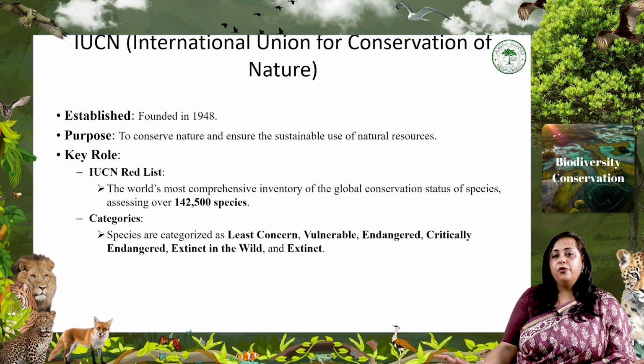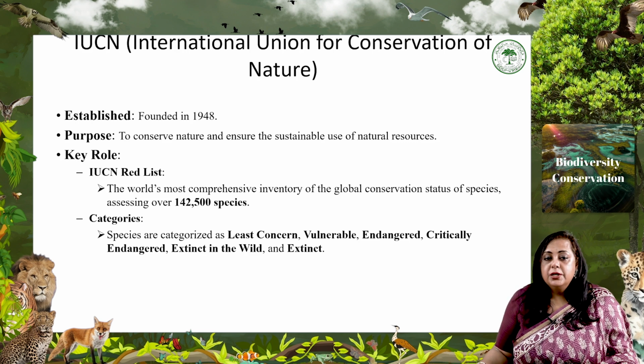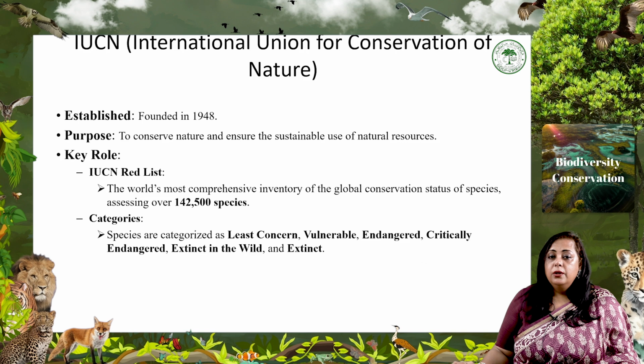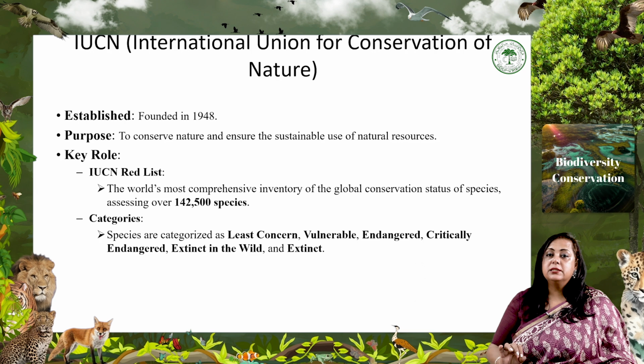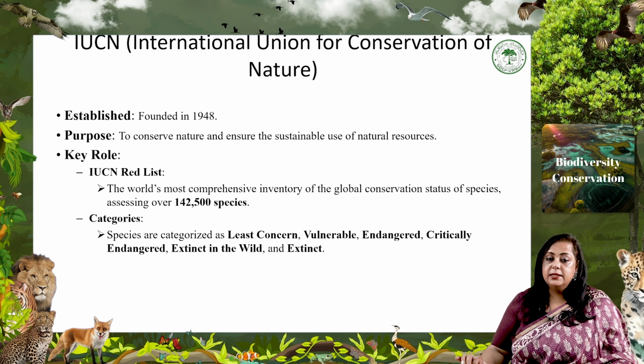IUCN, International Union for Conservation of Nature, established in 1948, is the oldest organization to conserve nature and ensure the sustainable use of natural resources. The key role of the IUCN is the IUCN Red List, the world's most comprehensive inventory of the global conservation status of species, assessing over 142,500 species.